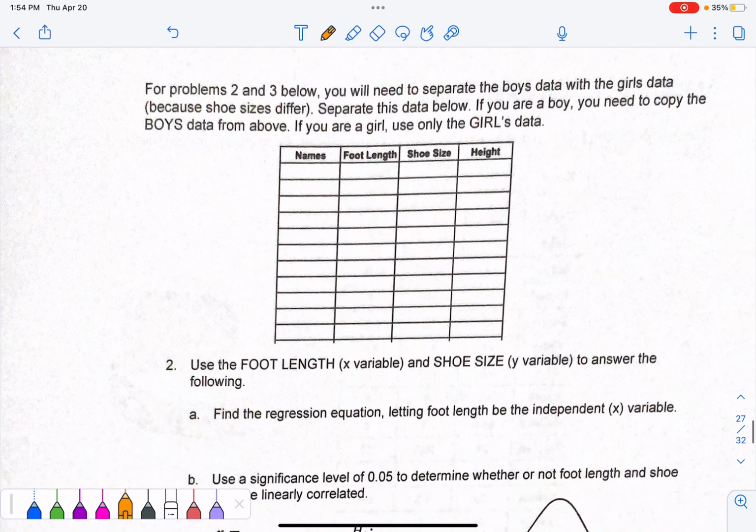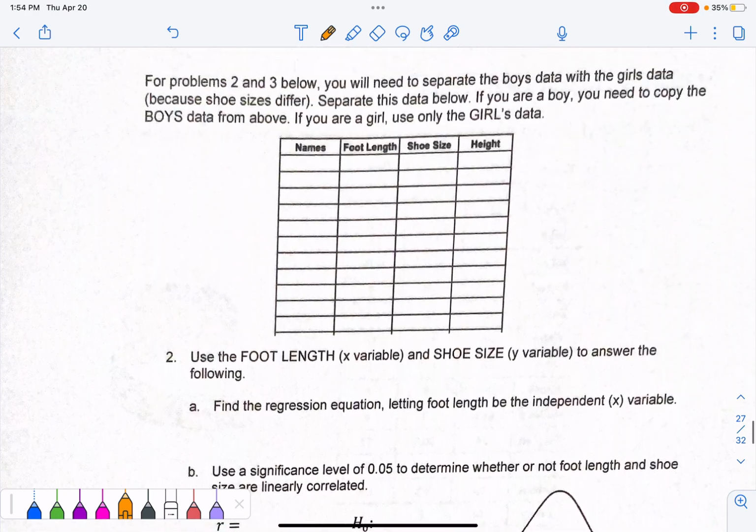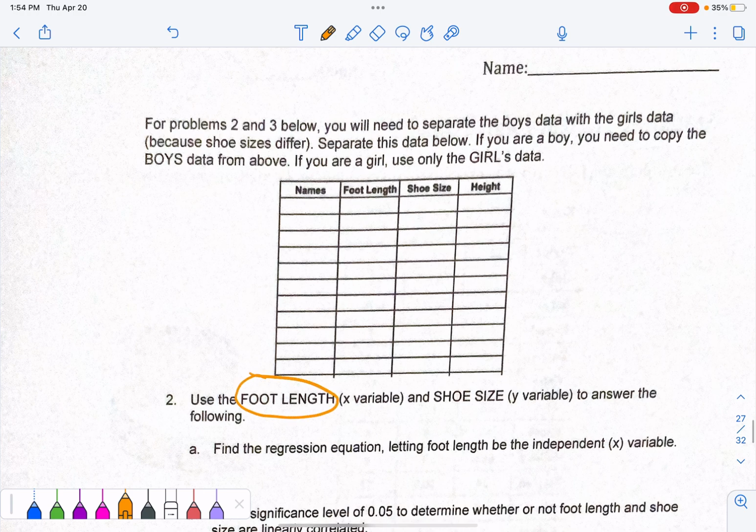All right, now, on the back side for 2 and 3, you're going to do that same process again, except you're comparing foot length and shoe size, and the first thing that you need to do is we're going to separate the data out, boys versus girls, okay? So boys are only going to have like 5 pieces of data. How many boys are there in our class? 5 maybe? 5 pieces of data. Girls, you're going to do like 9 pieces of data.